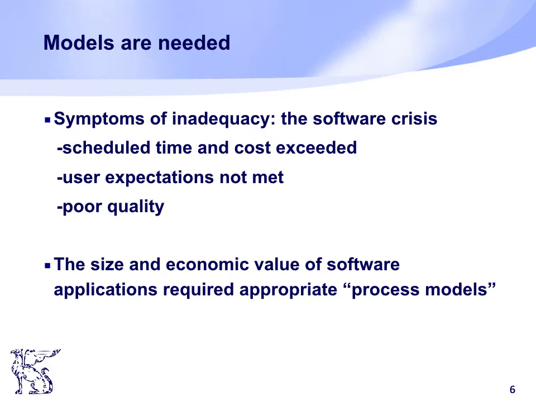After the failure of the code and fix model, it was realized that a more detailed and careful analysis of the requirements was necessary before design and coding could start. It was also realized that we need models for describing the process in a precise way. So here come the models. There are lots of models out there. Of course, you can even create your own model. But the question is, why do you need so many models? Couldn't you just have one model and then everybody follows it?